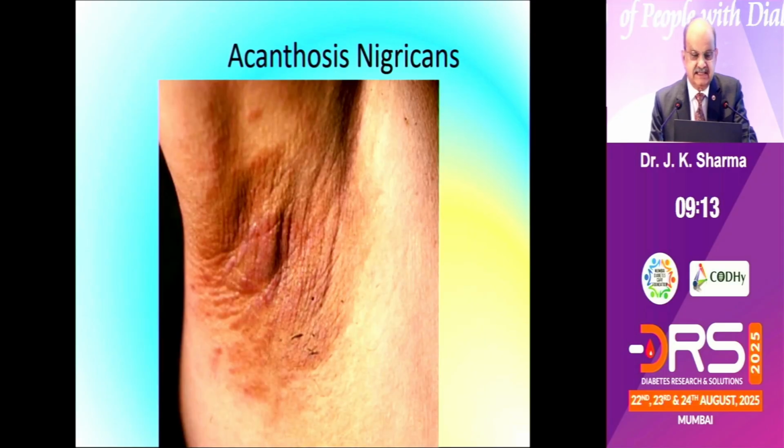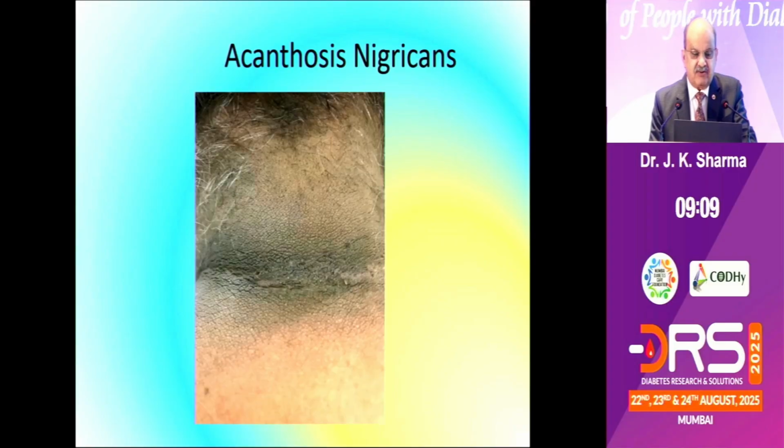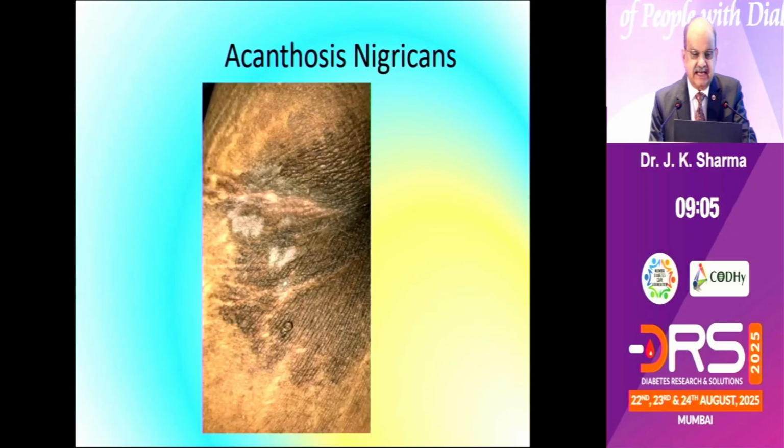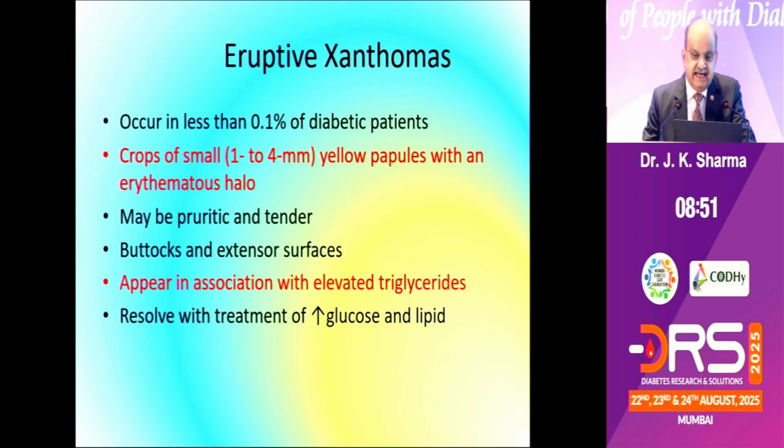This is at the axillary region. Now look, these are the common photographs which I am showing you of this acanthosis nigricans. Then the HAIR-AN syndrome: hyperandrogenism, insulin resistance, acanthosis nigricans, you can see, and this is the typical picture which has been shown here. Eruptive xanthomas occur in less than 0.1% of diabetic patients, very uncommon.